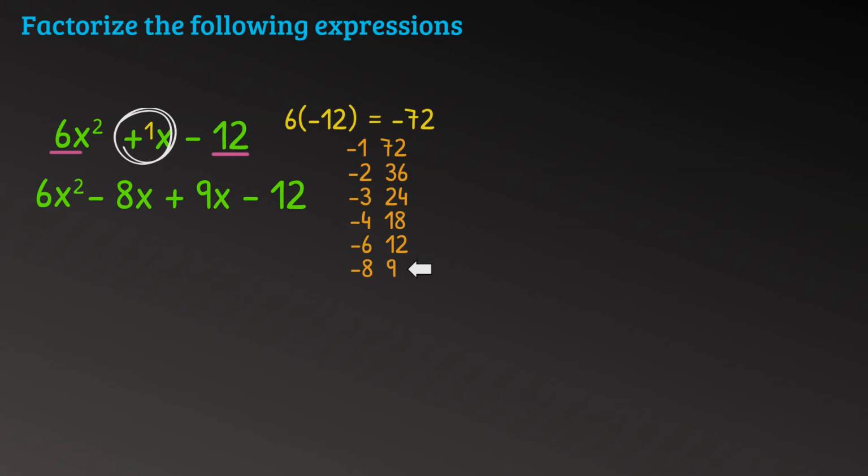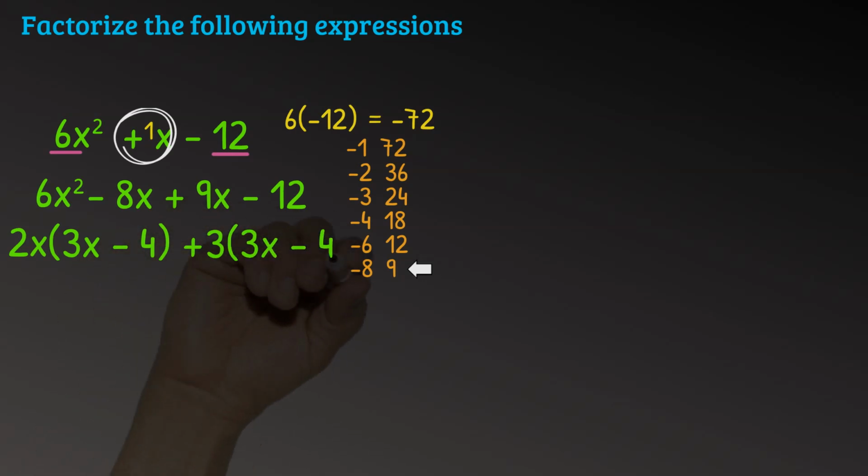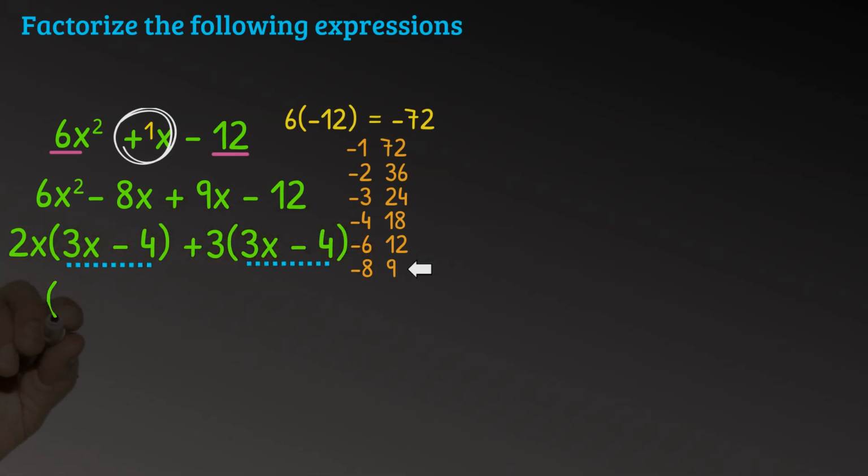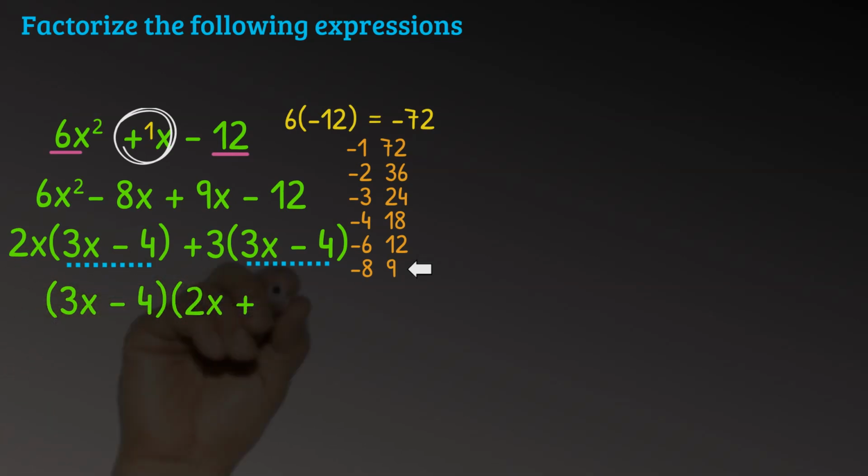The greatest common factor for the first two terms is 2x. We take that outside the bracket and we have to multiply it by 3x minus 4. The greatest common factor for the second two terms is 3. We take that outside the bracket and times that by 3x minus 4. Therefore, the first bracket of our solution is 3x minus 4 and the second bracket is 2x plus 3.